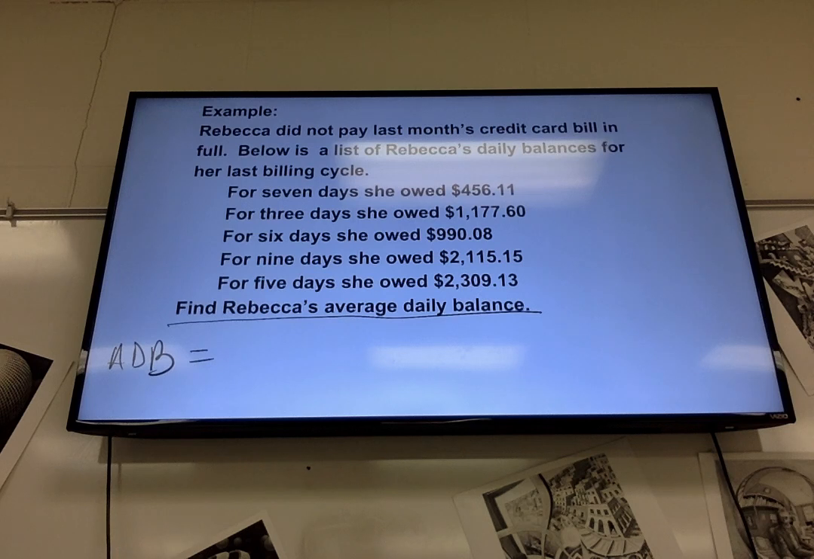Well, this one's real nice. It's not like the problems that I made up. This one tells you that for 7 days she owed that amount. So we would just do 7 times 456.11. And then 3 times 1,177.60. That's not how much extra she charged, it's just how much she owed.